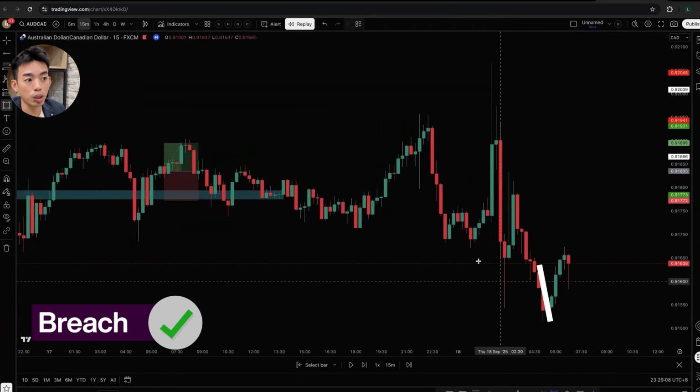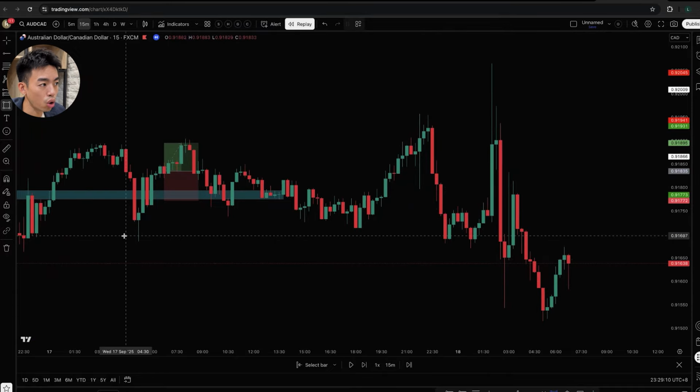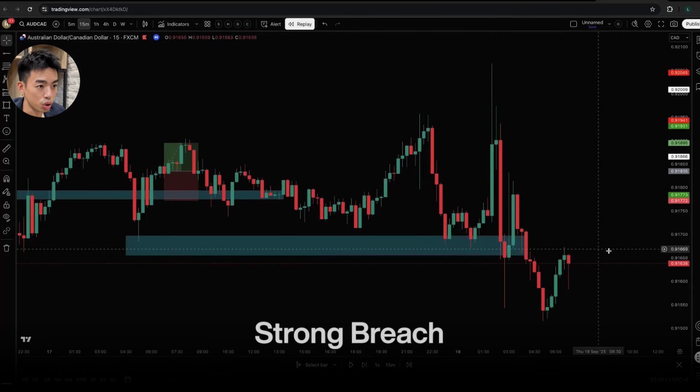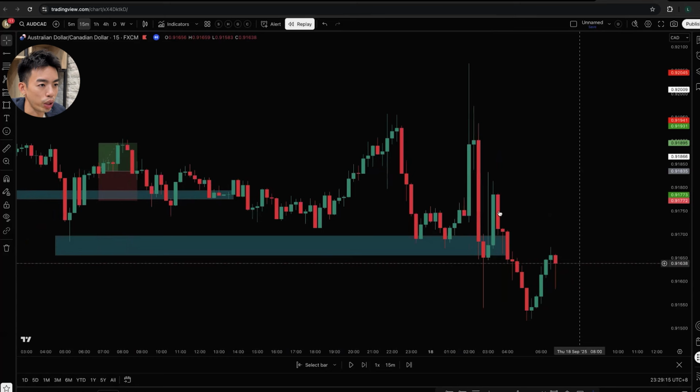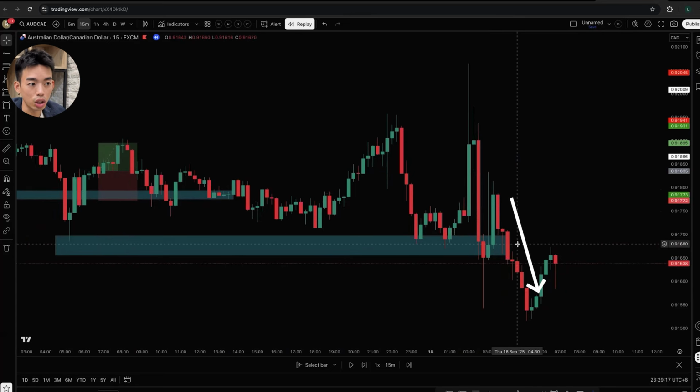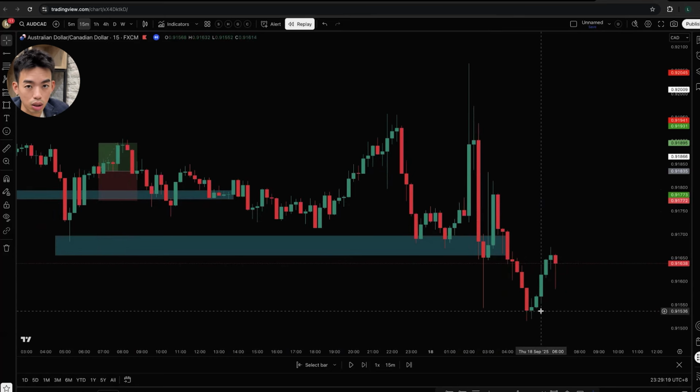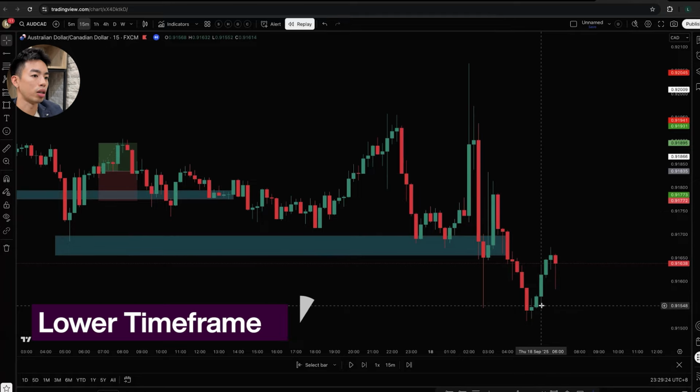Now, this breach I'm looking at is breaching this whole area of lows right here. So you better bet that's a strong breach. And the way that the breach came down, the sellers were coming down pretty hot and decent. Okay, once that has happened, we move on to our third step, which is going down to our lower time frame and we dissect the pullback.